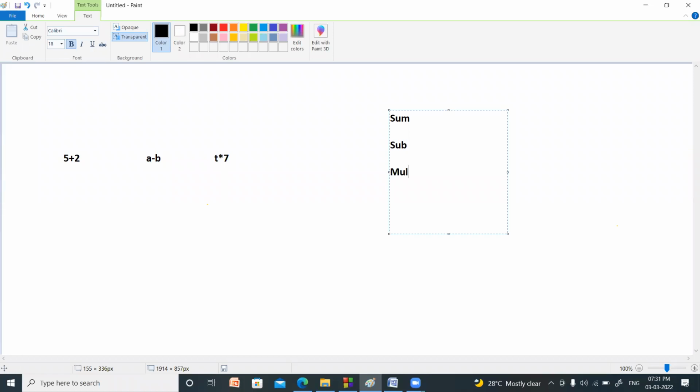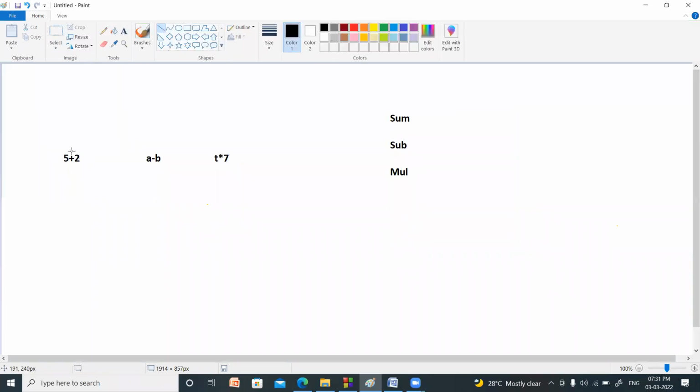Good. To perform the operation sum, I used one tool. What is the tool name? To perform the addition operation, we have to use one tool. What is the name of the tool? Plus sign. Good. Plus is a tool. To perform subtraction, we use the minus sign. To perform multiplication, I use the star symbol. These are nothing but operators.